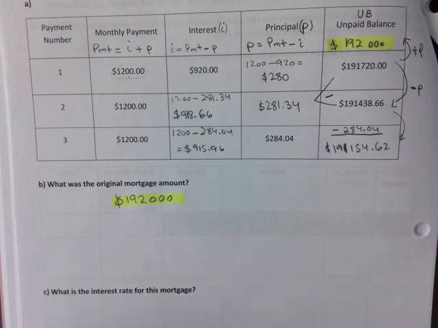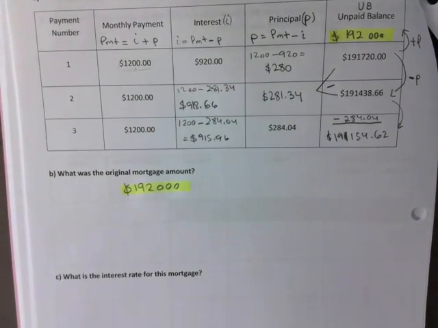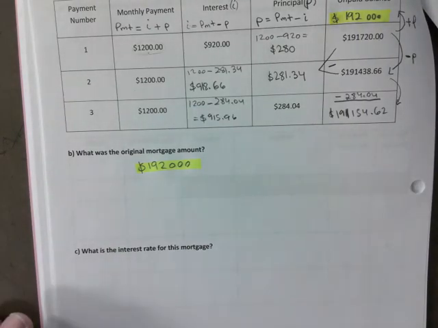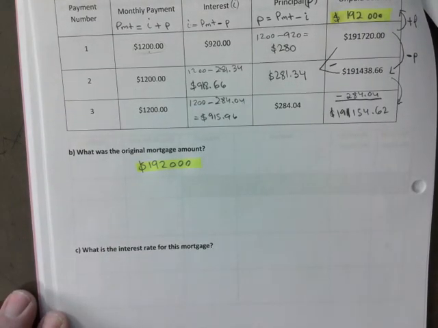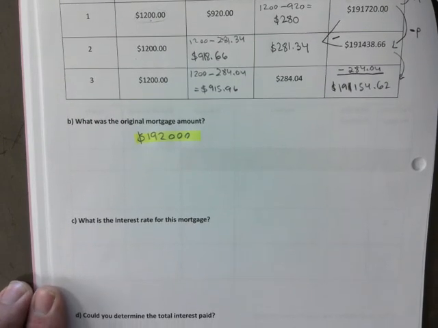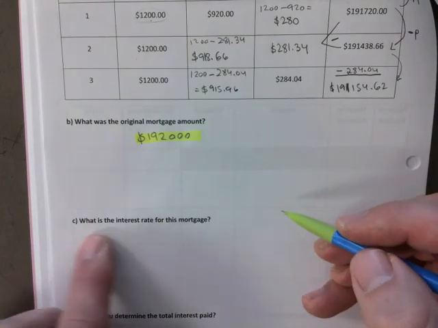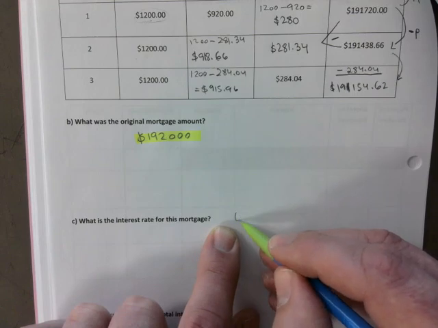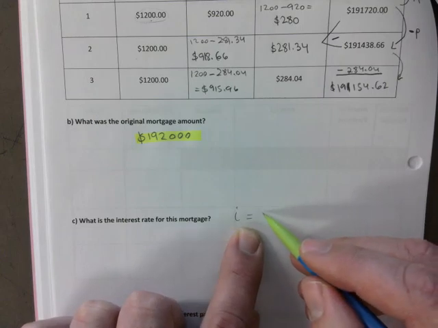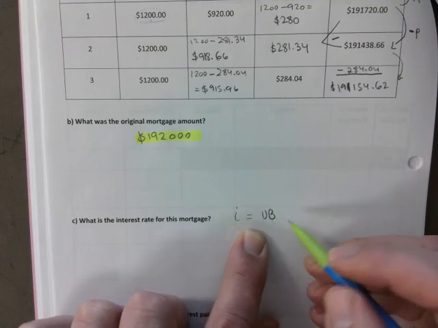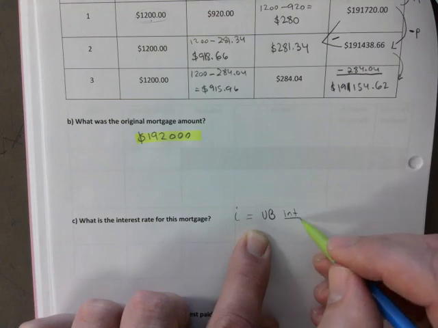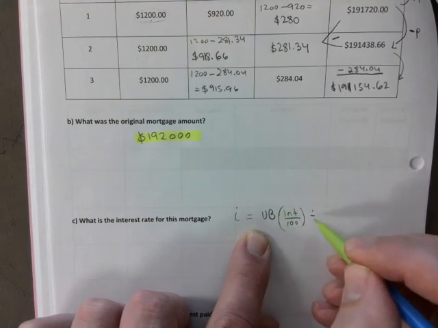What is the interest rate for this mortgage? I'll show you this. I kind of want to have a little bit of that table left, so I'll do the work right here. What is the interest rate for this mortgage? I would say use this formula right here: I equals unpaid balance times the interest rate, divided by 100. All of that divided by 12.